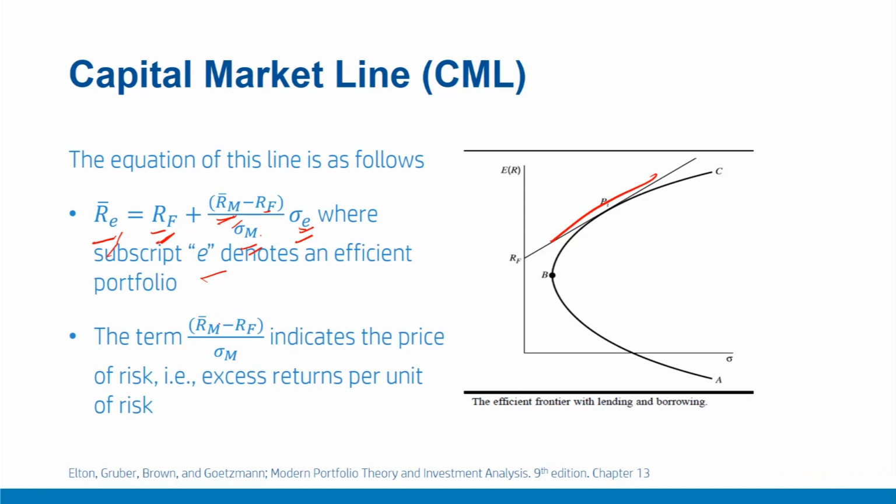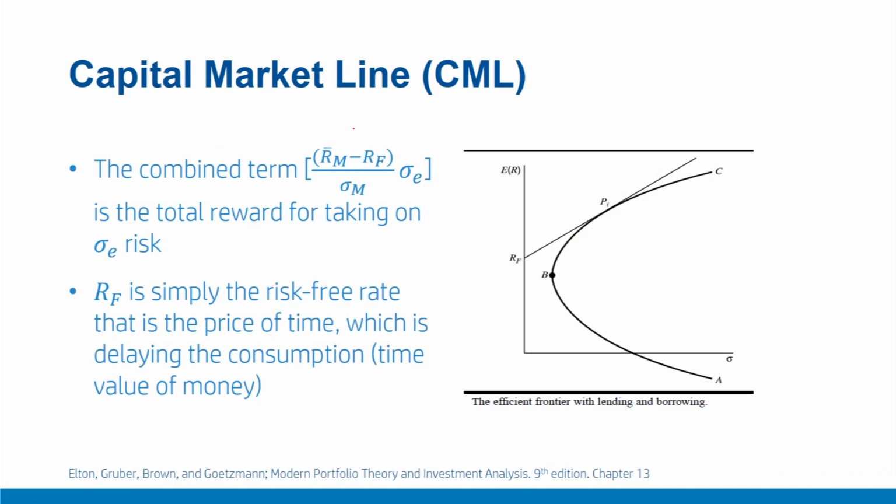Let's focus on the term on the right-hand side, which is (RM bar minus RF) upon sigma M, into sigma E. Here, (RM bar minus RF) upon sigma M indicates the price of risk, that is, excess return RM bar minus RF per unit of risk, which is sigma M. This term has two components. The first part is (RM bar minus RF) upon sigma M, which indicates the price of risk, that is, for taking market risk. Please remember the risk-free asset, that is RF, has no risk.